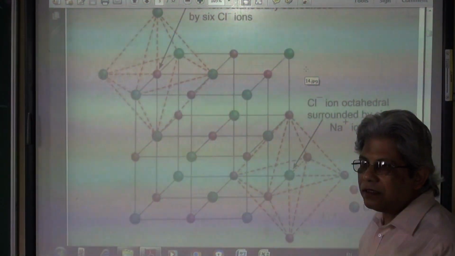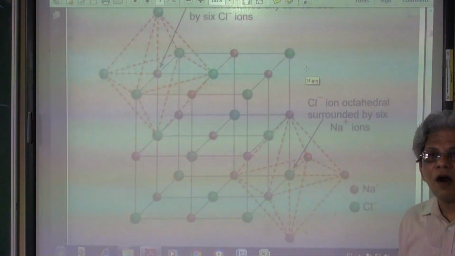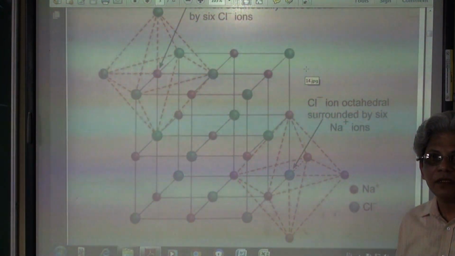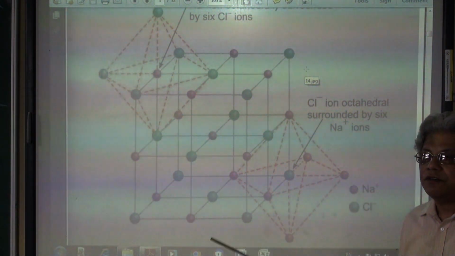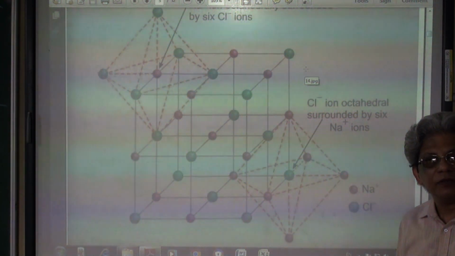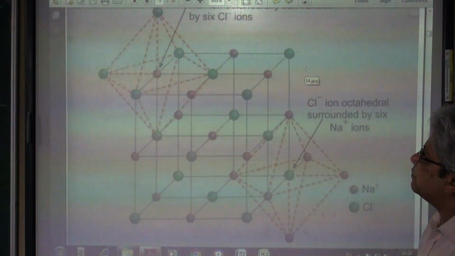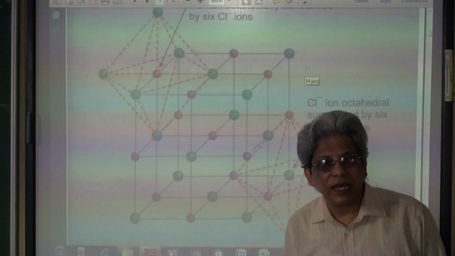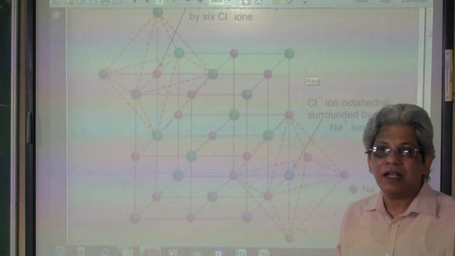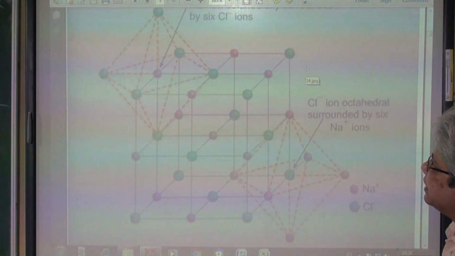You can remember in our previous class I have explained how to count the number of particles present in a simple cubic unit cell, face-centered cubic unit cell and body-centered cubic unit cell. But here there are two types of particles present. So here the calculation is not as simple as what we have learned in the previous class. Let's see how we can find it out.